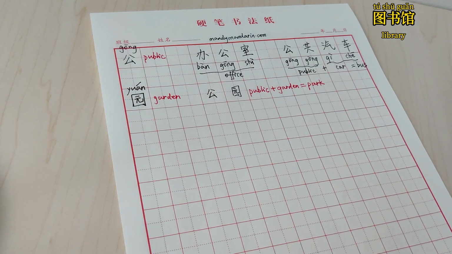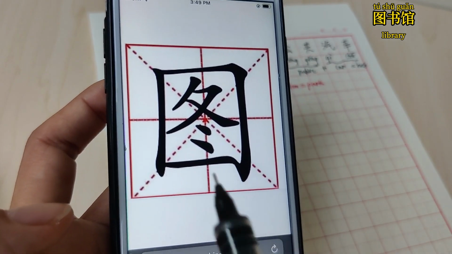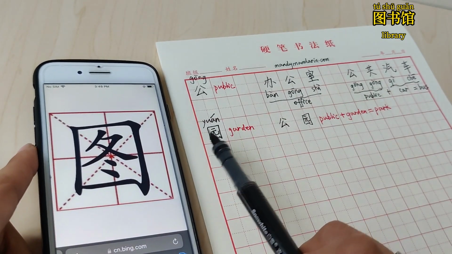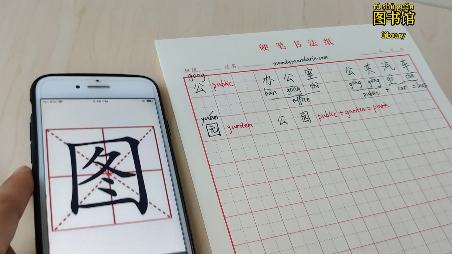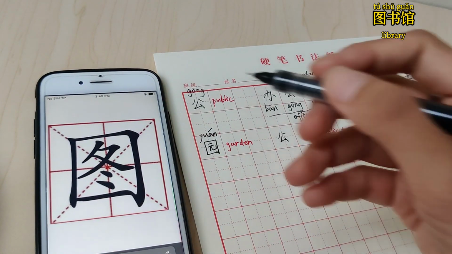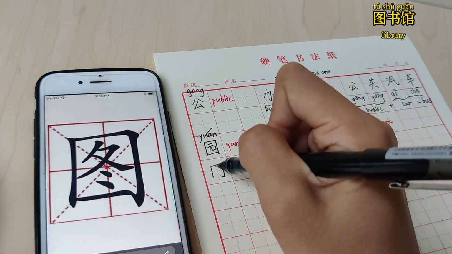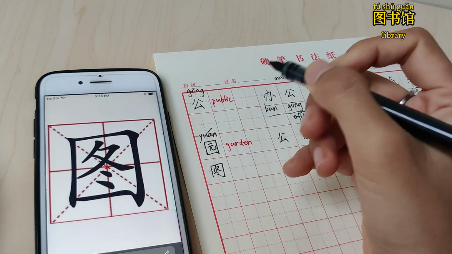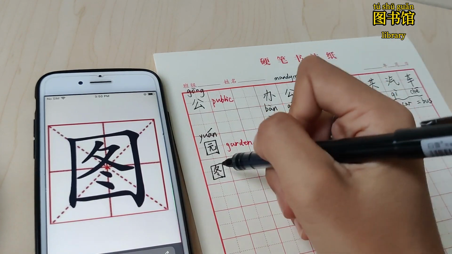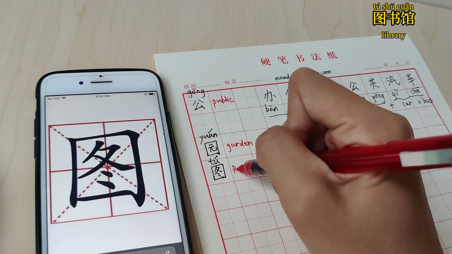图书馆, library. The 图, this is how we write it. It's a fully surround structure. See, they are fully surround structures. And now we know how to write the fully surround structure like this, right? We will write the outside, and then fill the inside, and then close up. Okay, this is 图. The 图 itself means picture.